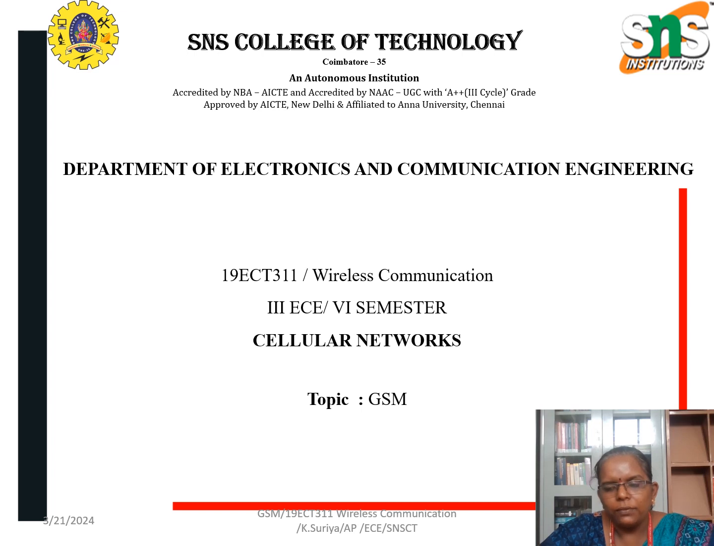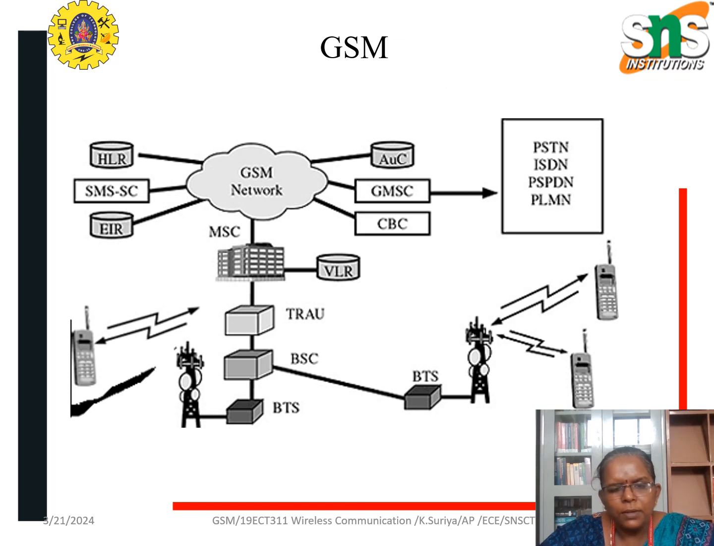So in this video lecture series, let us see about different cellular networks. The first network is the GSM network. GSM is nothing but the Global System for Mobile Communication. It is a digital mobile network that is widely used by mobile phone users in Europe and other parts of the world.